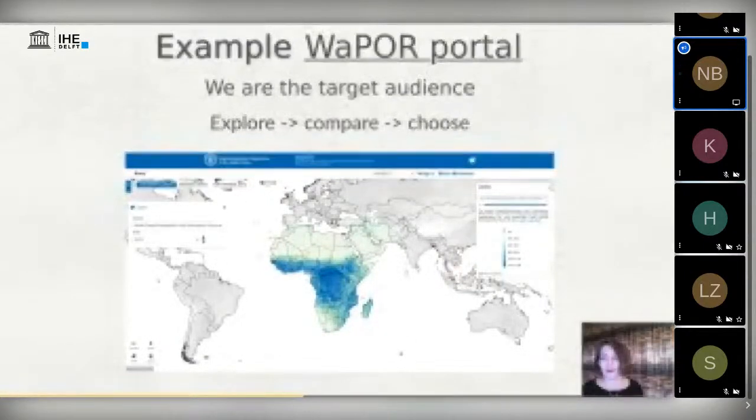In my opinion, if you develop a web map, if you develop an application, the main goal is just to keep it simple. And I wanted to start with just showing you the WaPOR portal. And I hope you already all saw this portal. And I want to start with that because actually we are the target audience of this portal. This portal is aimed at us, for us to explore the database, explore all the data that is available at WaPOR, then compare the different images, and then choose the data that you find interesting, and then download this data.